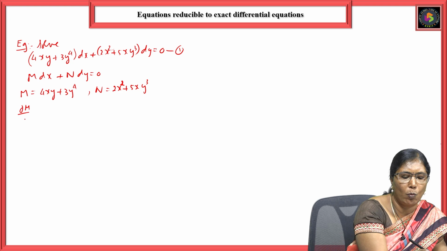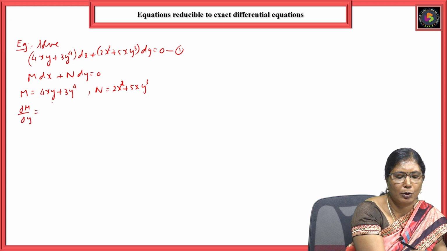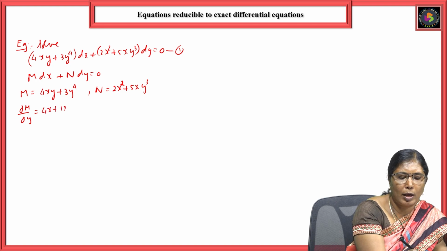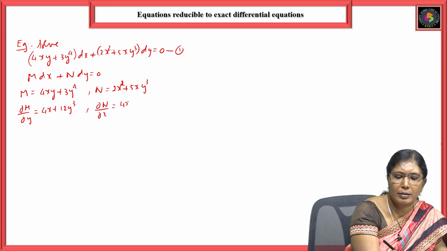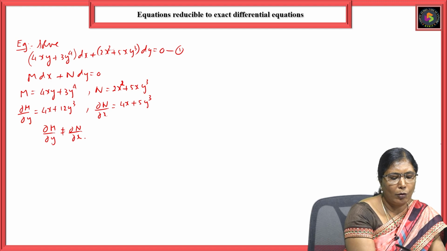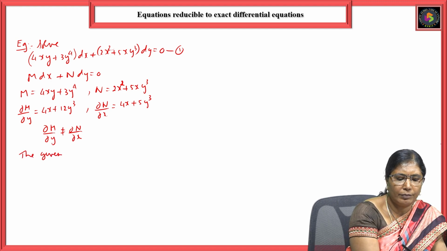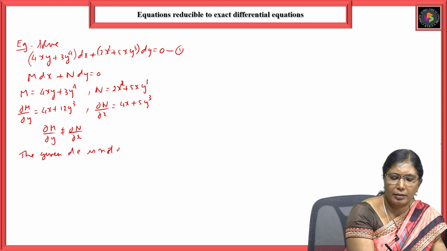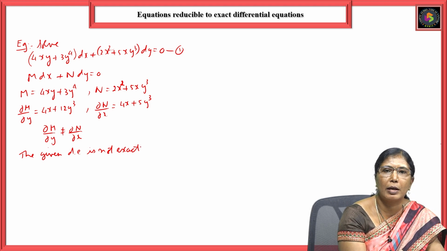Differentiate m partially with respect to y to check exactness. So what do you get? 4x plus 12y cube. Differentiate n partially with respect to x: 4x plus 5y cube. Now check it: dou m by dou y is not equal to dou n by dou x. So the given differential equation is not exact. Since it is not exact, you have to make it exact by multiplying by an integrating factor. Now, check it here. We cannot apply the first four methods, so we should apply the fifth method.